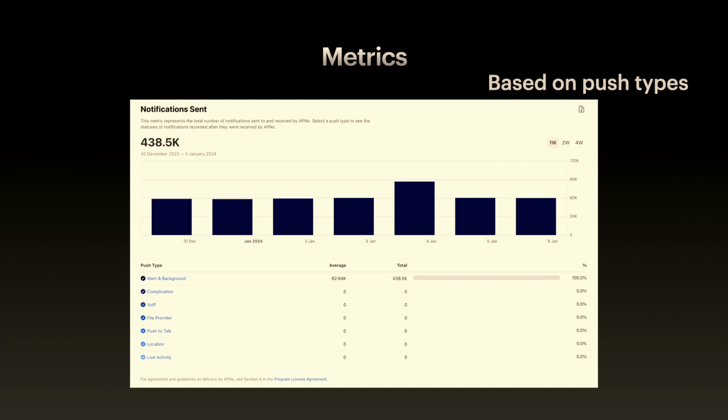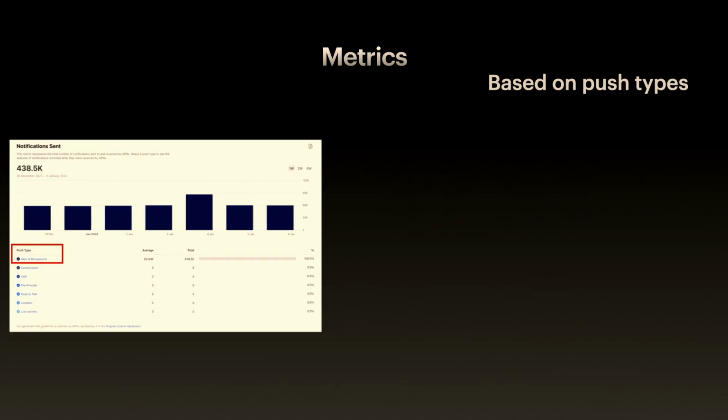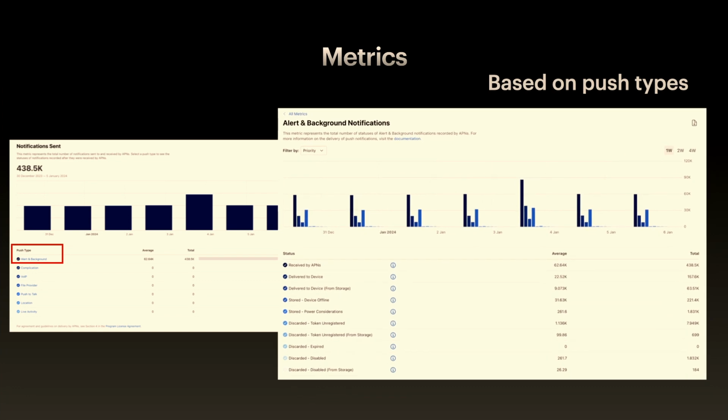So most of us have been using alerts in background, and also live activities widely these days. But yeah, there are other options based on which you can filter it out. So now when you tap on any one of the metrics, you'll be able to see further division of, suppose 438K notifications were sent, how many were successfully received, how many were discarded because of what reasons.